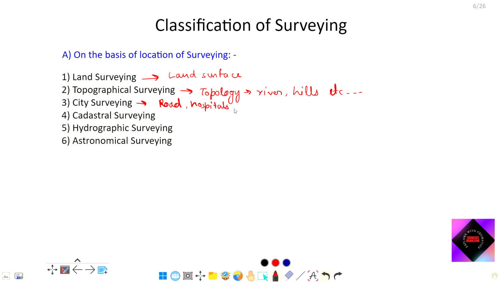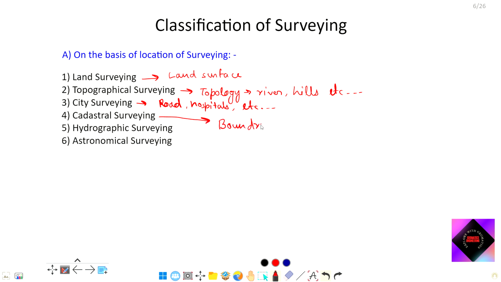Before making construction of these things, surveying is done within a city. This is called city survey. Then cadastral survey. Questions may come from cadastral survey. Sometimes it comes: what is cadastral survey? Cadastral surveying deals with boundaries.